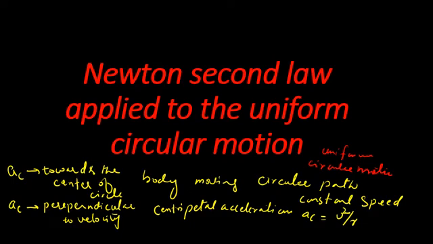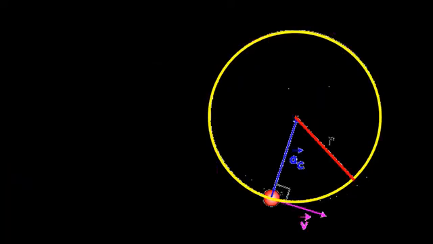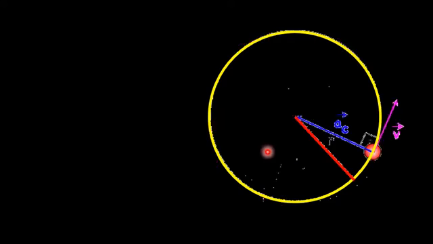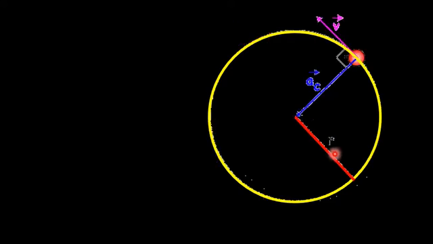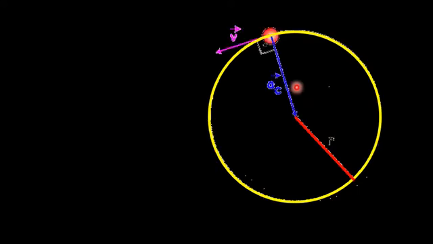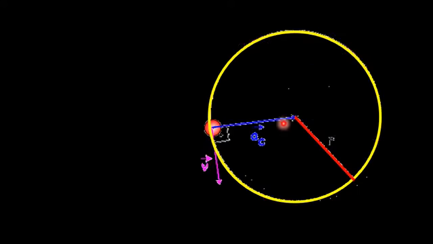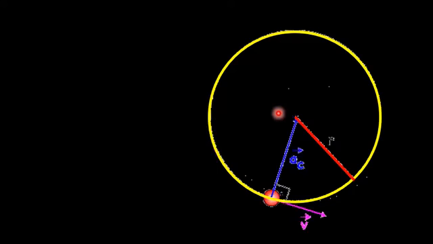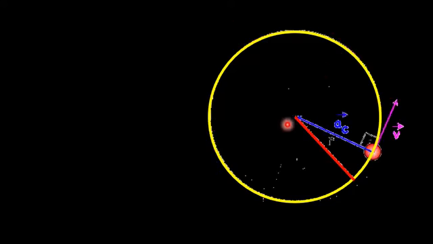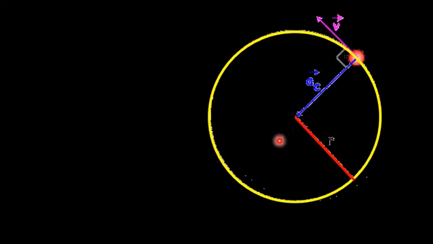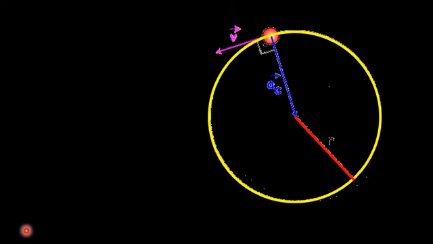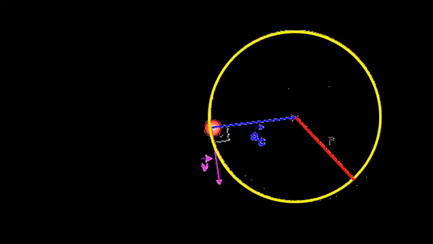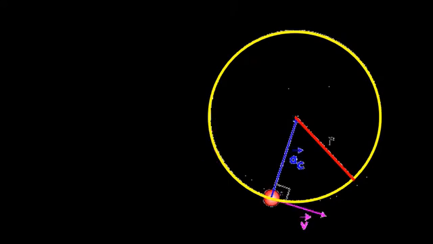So we can visualize the uniform circular motion. Here you can see a body attached with a string, moving in a circular path. The centripetal acceleration is always directed towards the center of the circle, and this one is the radius of the circle. So it is moving in a circular path.